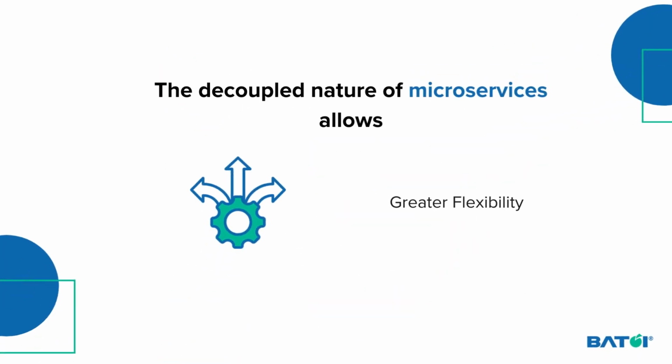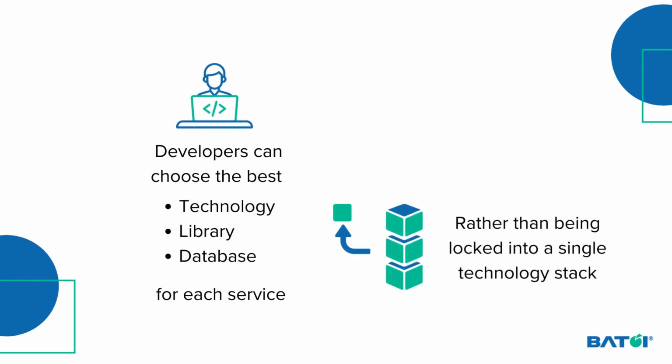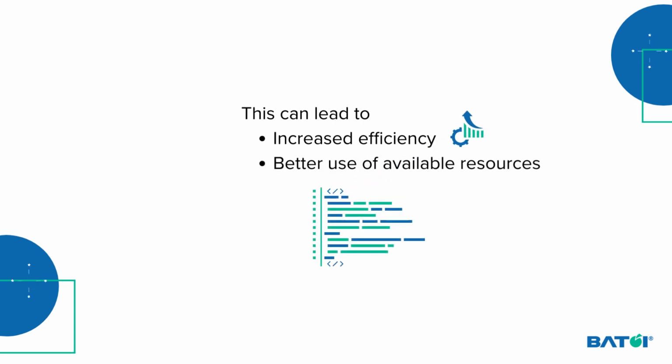The decoupled nature of microservices allows for greater flexibility in software development. Developers can choose the best technology, library, or database for each service, rather than being locked into a single technology stack. This can lead to increased efficiency and better use of available resources.